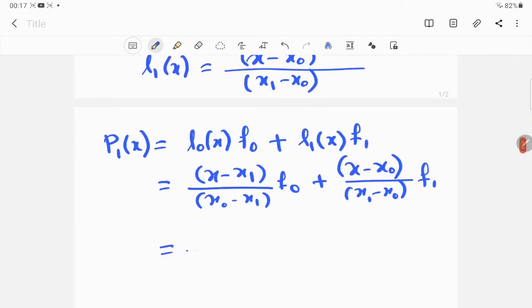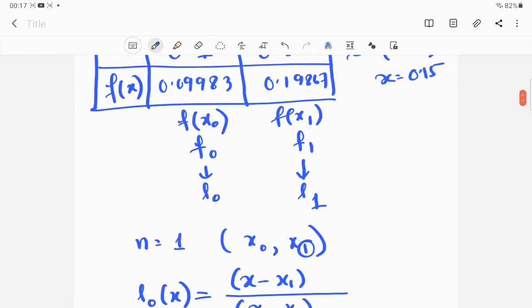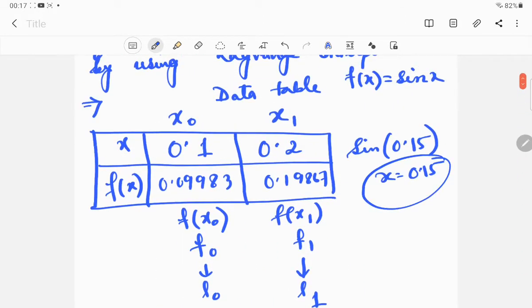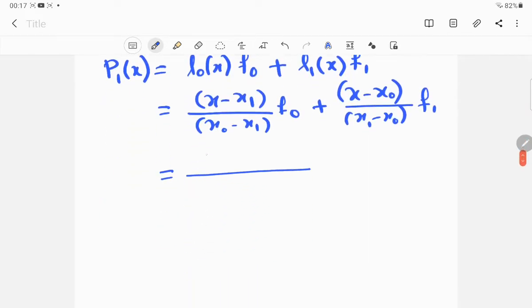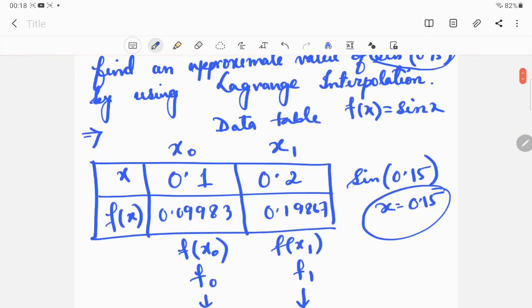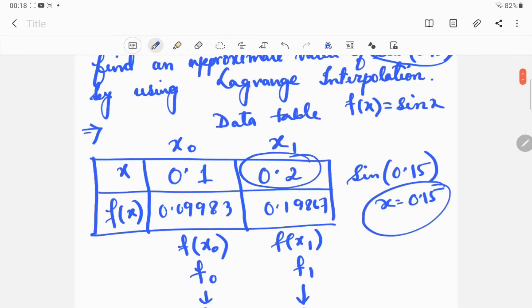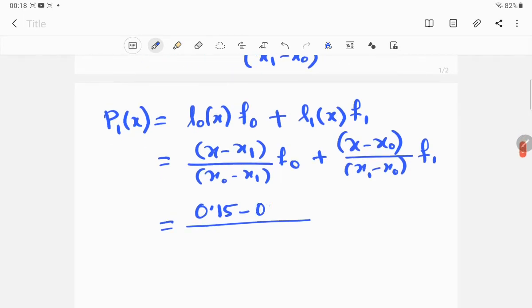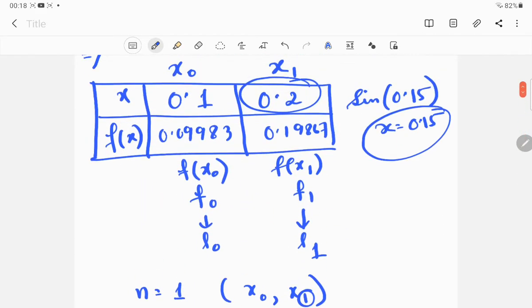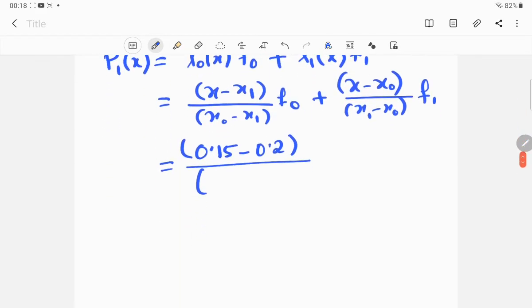Now let us put the values directly from there. It is going to be very simple. What is the value of x? Let us go back. The value of x is 0.15. What is the value of x1? It is 0.2. And what is the value of x0? It is 0.1.